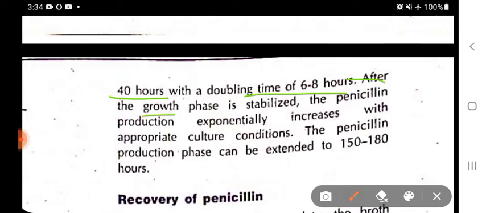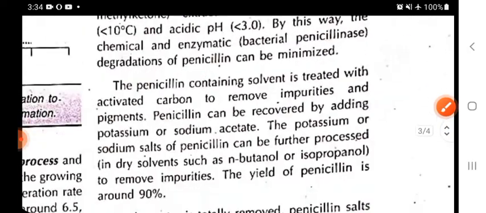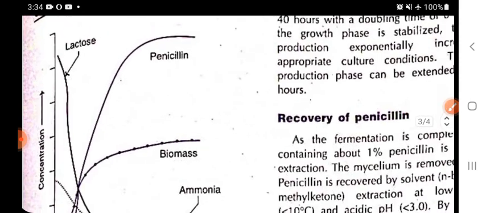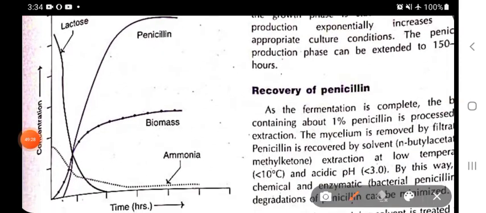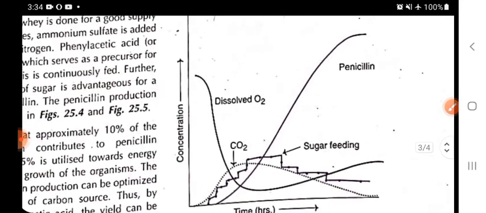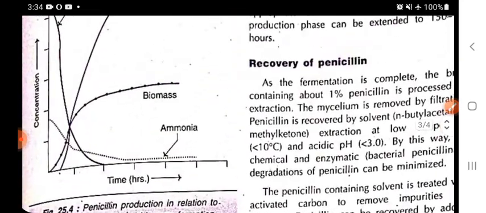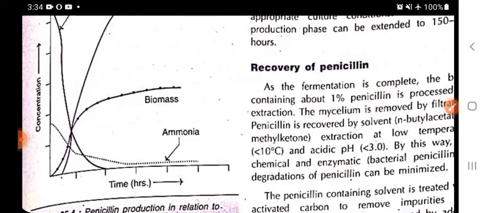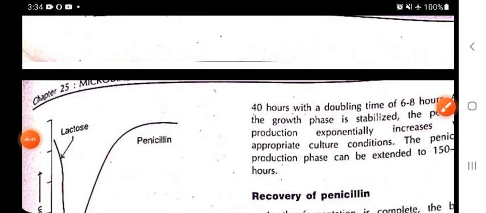That means during 6 to 8 hours, there will be doubling of your Penicillium chrysogenum. After the growth phase is stabilized, penicillin production exponentially grows. So it has been shown, if you see the two graphs, you see that the biomass is here, and in the other graph the biomass has not been mentioned. So it is saying that when the growth of the microbes is in your stationary phase, that means what is stationary phase? I have shown to you before.